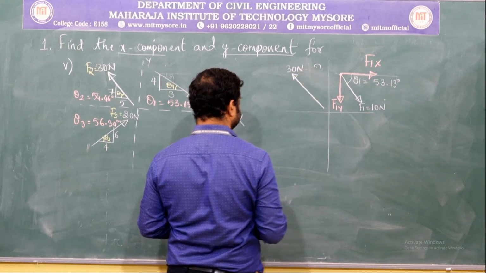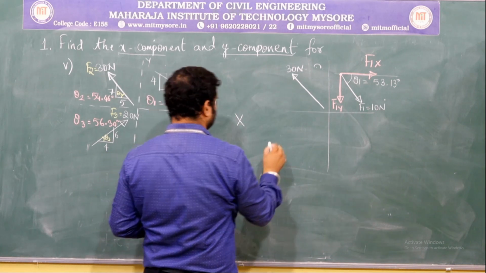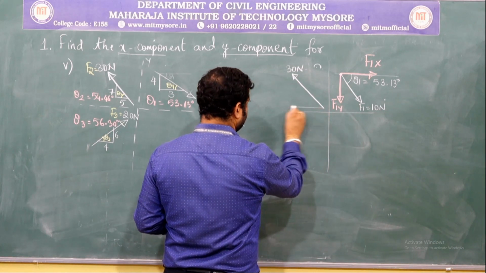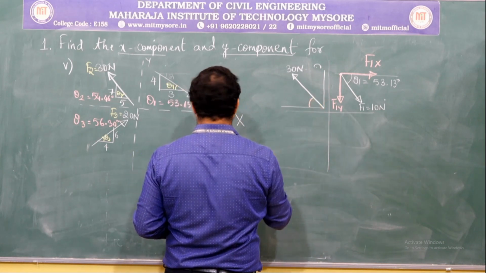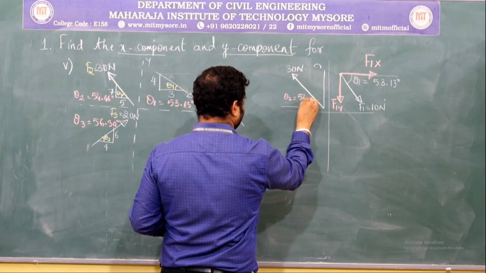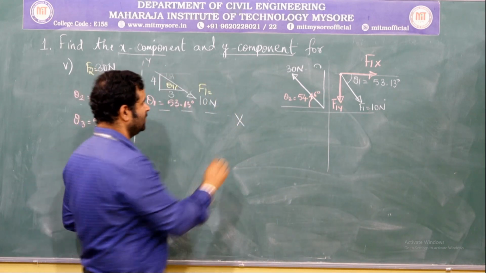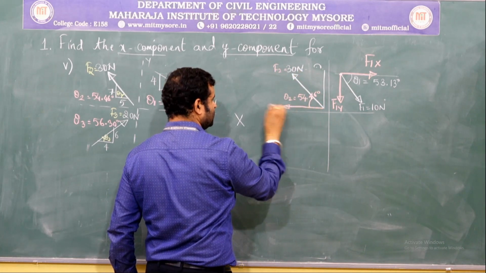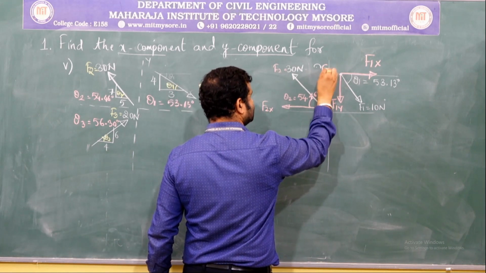Next, the second force, 30 Newton. You will be having two different components, x and y, and angle of inclination theta 2 is equal to how much? 54.46 degrees. Now, how do you resolve this? And this is F2. This will be its F2x. This will be its F2y.